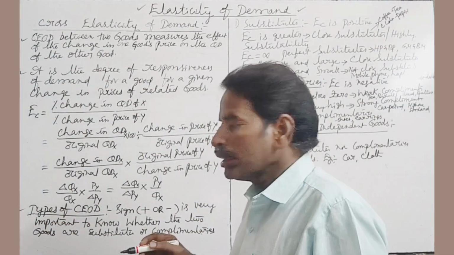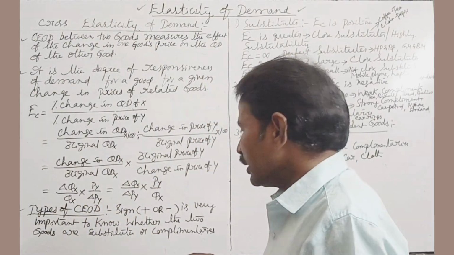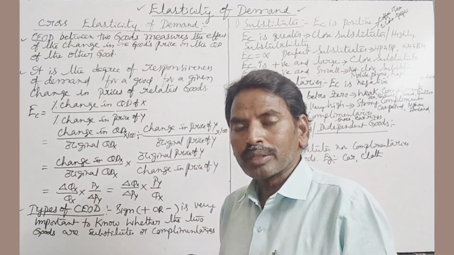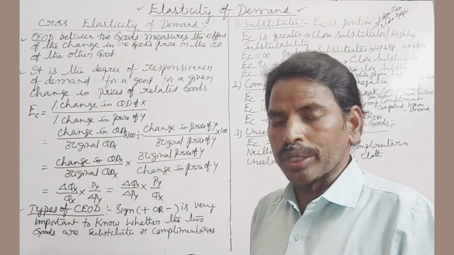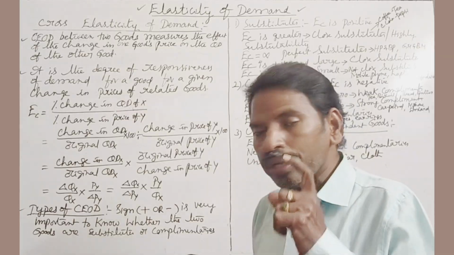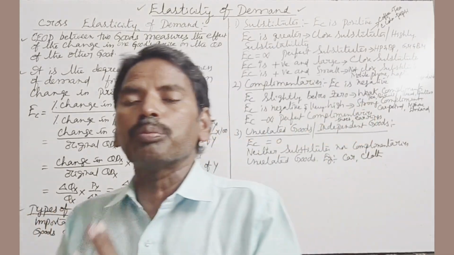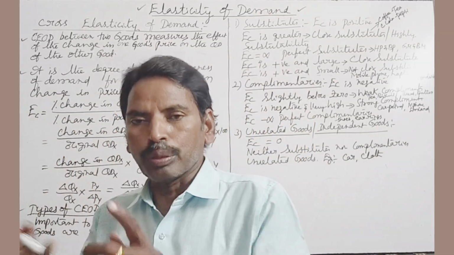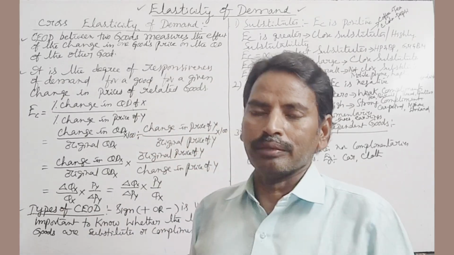Next, types of cross elasticity of demand. When we discuss cross price elasticity of demand, the sign, that is positive or negative, is very important to know whether the two goods are substitutes or complementaries. Positive sign or negative sign.